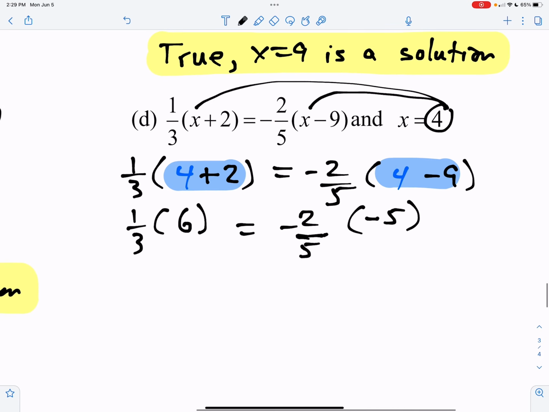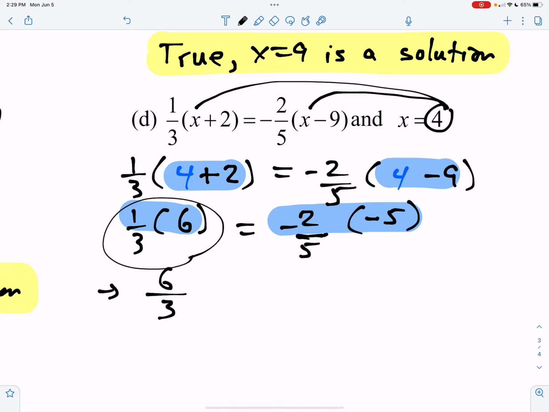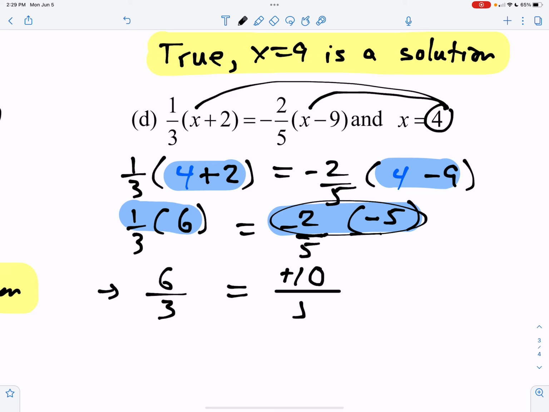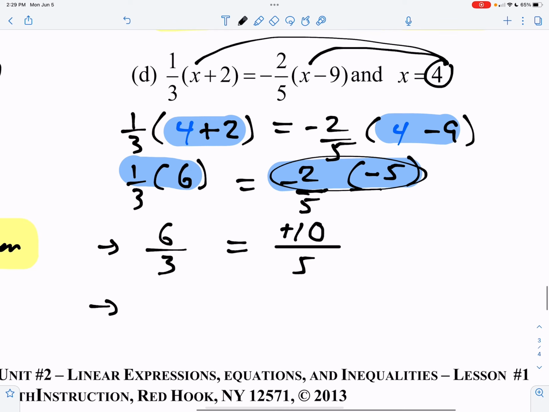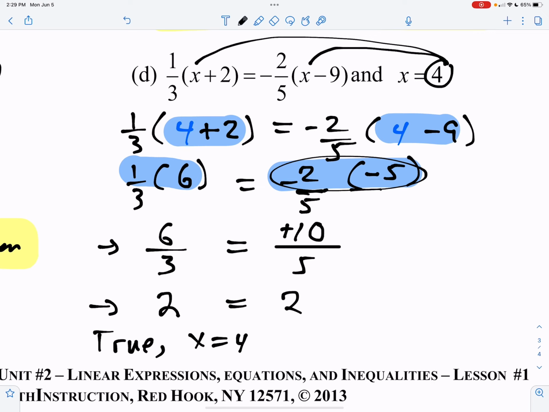Okay, now when you're multiplying fractions, ladies and gentlemen, the number multiplies times the top of the fraction, not the bottom. So take care of that. So we have 6 divided by 3 on the left side. 6 times 1 is 6 divided by 3 equals, and over here you have negative 2 times negative 5 is positive 10 divided by 5. Now on the left side, 6 divided by 3 is 2. On the right side, 10 divided by 5 is also 2. That's a true statement, which means the value of x equals 4 is a solution.